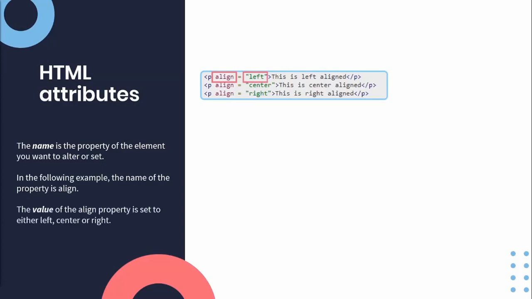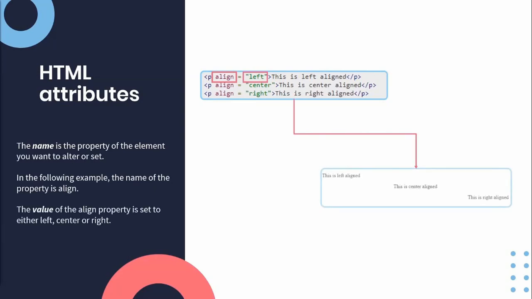And then the value that we are assigning to the align is either left, center, or right. And let's have a look at the output. This is what our output looks like.